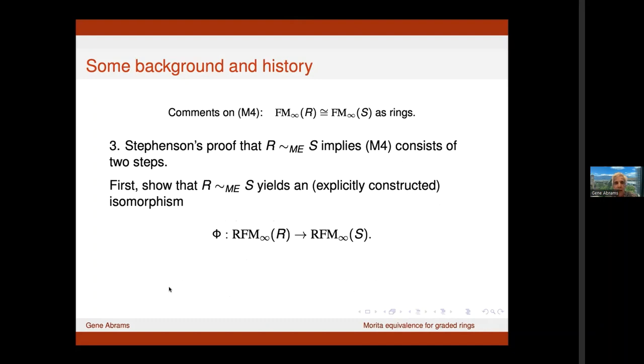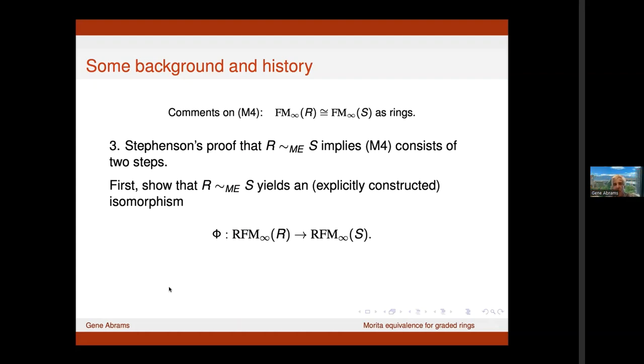Okay. Comment three on Stevenson's proof is this: to go the other way, if you assume the rings are Morita equivalent, to show that you have an isomorphism between these FM rings, you first show that if you have a Morita equivalence, you get an isomorphism between bigger matrix rings, we'll call them RFM of R. These are the infinite matrices where in each row you only allow finitely many non-zero entries. So it's a bigger ring.